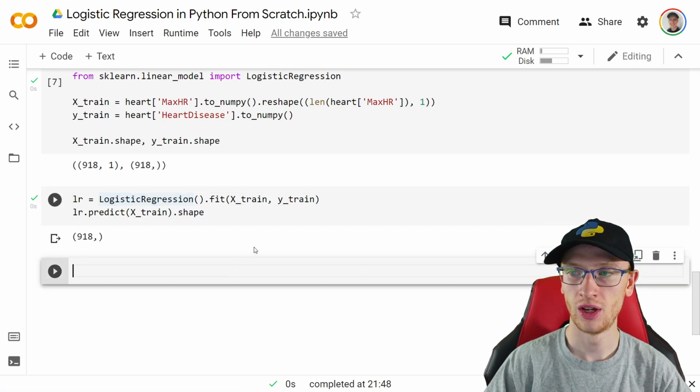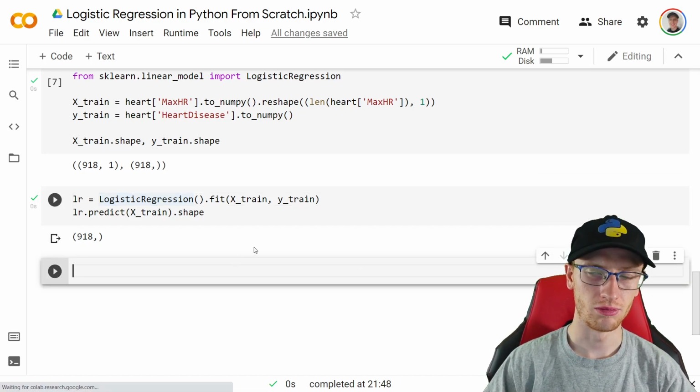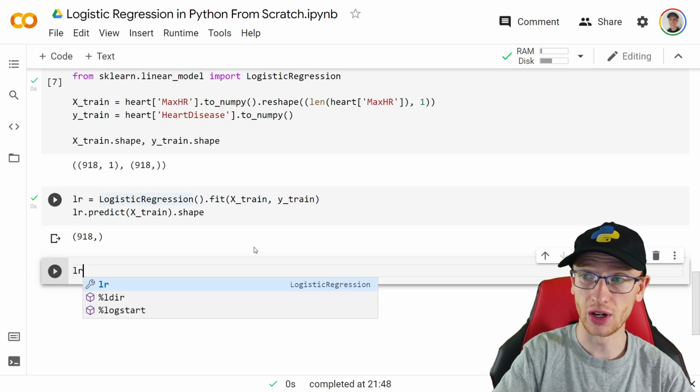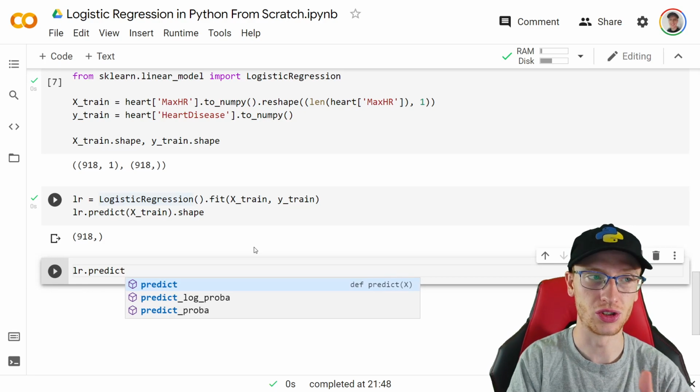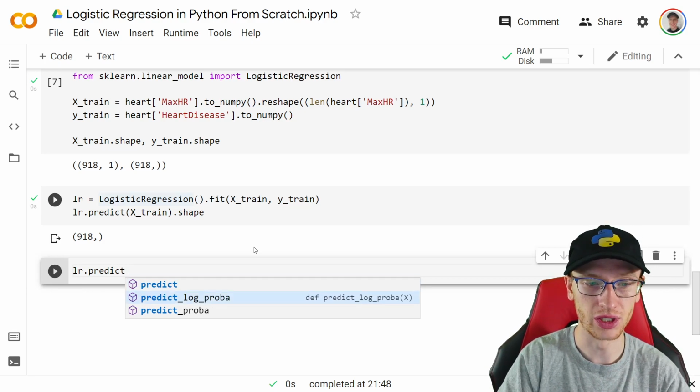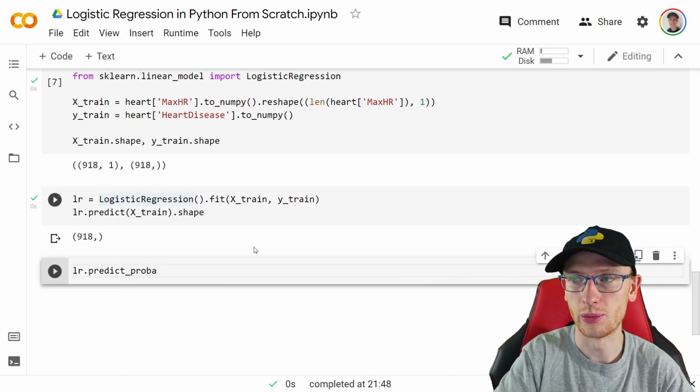We also have something which is not necessarily a lot more useful to us, but very useful when we come to actually implementing this idea. We can do lr.predict_proba, short for probabilities.